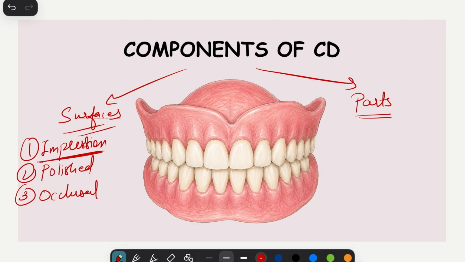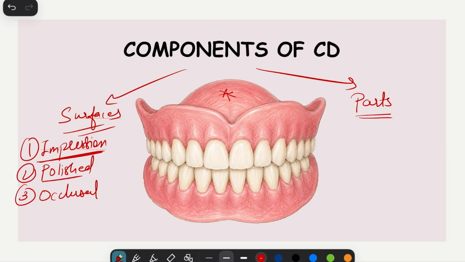The impression surface is that portion of the denture surface which has its contour determined by the impression. So this surface here that you are able to see, which will be towards the mucosa, that is the impression surface. This surface refers to the surface of the denture that will be in contact with the tissue when the denture is seated in the mouth.